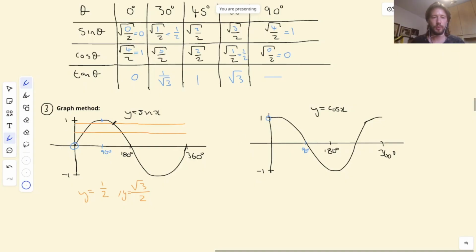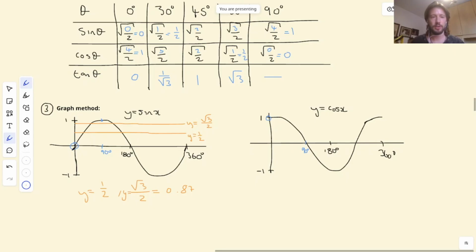So I've drawn the two lines on our sine graph. Remember that root 3 over 2 is a number that is slightly less than 1, equal to around about 0.87. So this is the line y equals root 3 over 2. And then this is the line y equals a half.